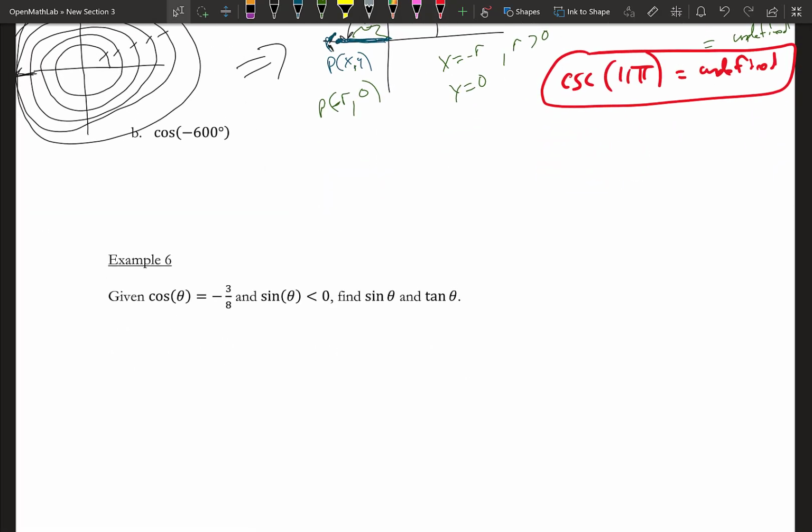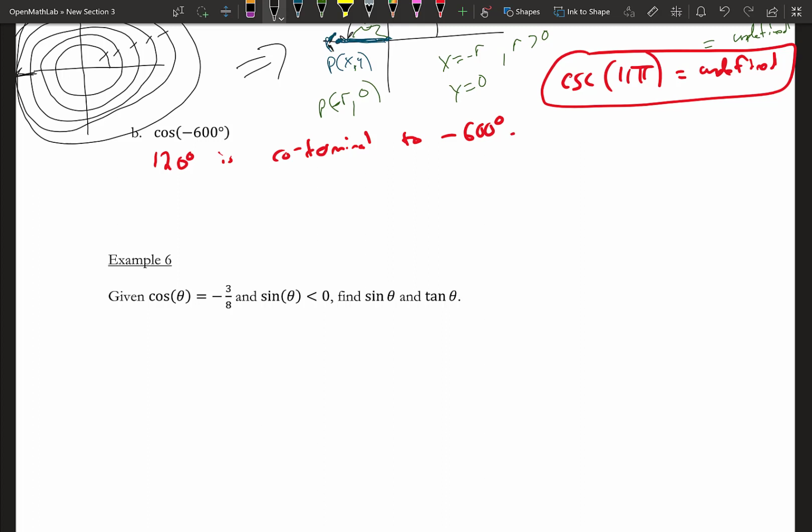Right, so then in part B, we have cosine of negative 600 degrees. So kind of a similar setup. Let's first find a coterminal angle. So we could add 360 degrees to remove those extra rotations. And what you'll find is that 120 degrees is coterminal to negative 600 degrees, right? So you can do that on your own if you wish.